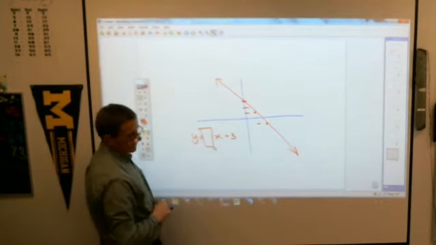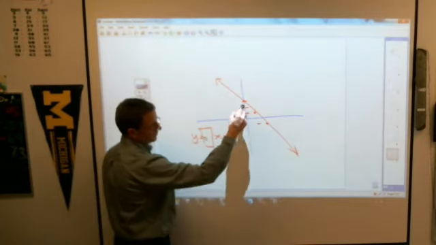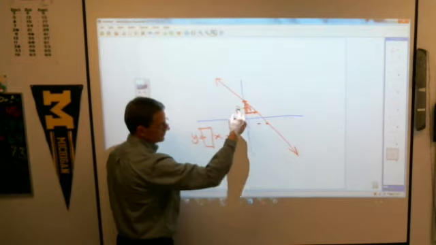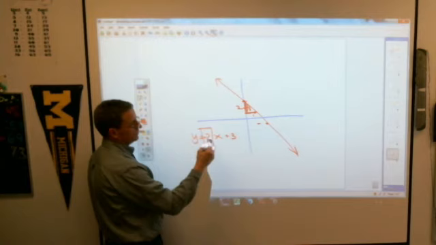Going downhill, right, Westfall? Yes. So it's negative. Make your little triangle out of it. How high is the triangle? 2. How far over is it? 1. So it's negative 2x plus 3.